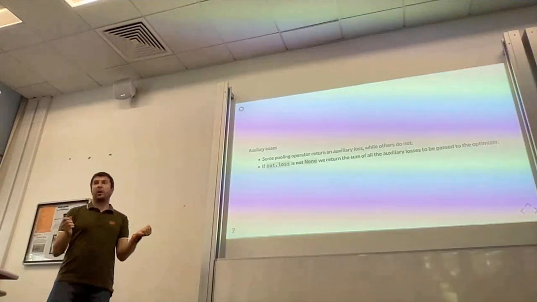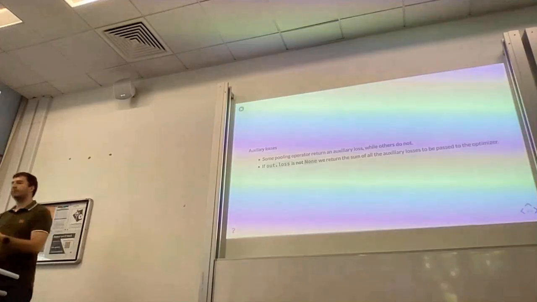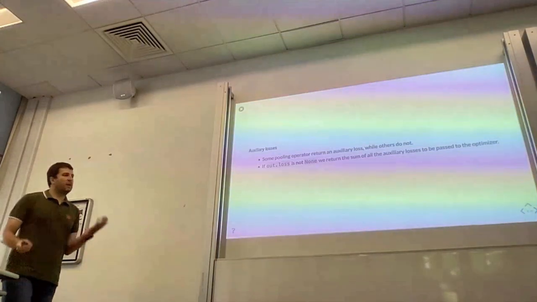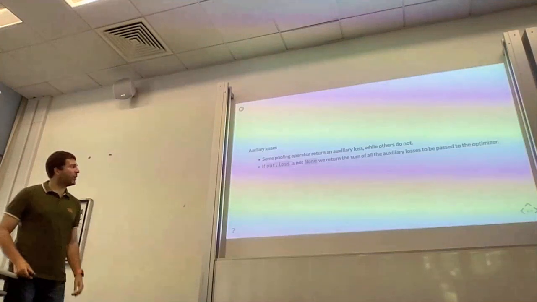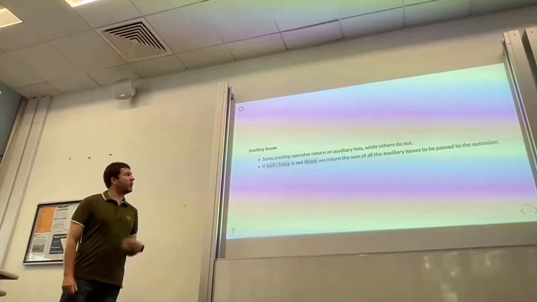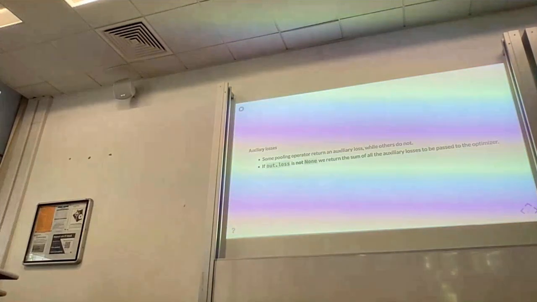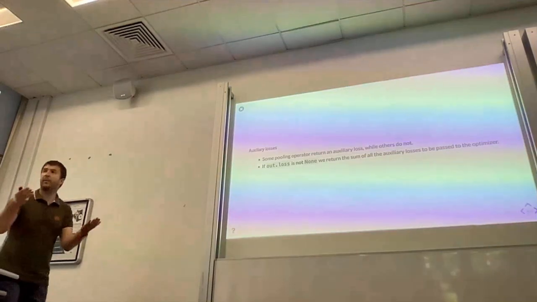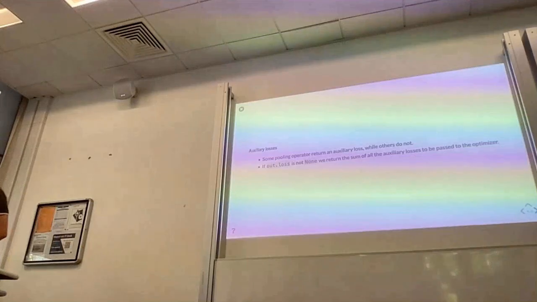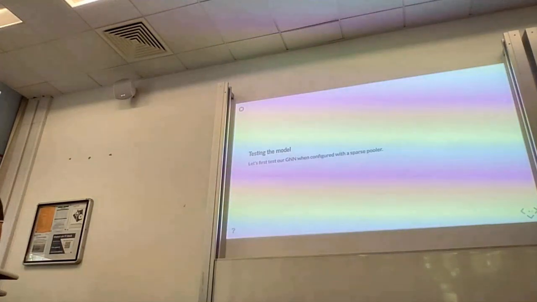Finally, auxiliary losses. Some operators have them, some don't. To check if a pooling operator has a loss or not, we can look at this field of the pooling output. If it's not None, we can return the sum of all the auxiliary losses, and those will be passed to the optimizer along with the other losses, like the cross entropy and so on. Okay, let's test our model.